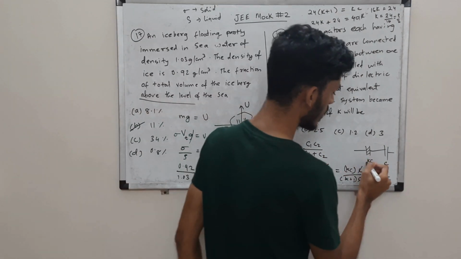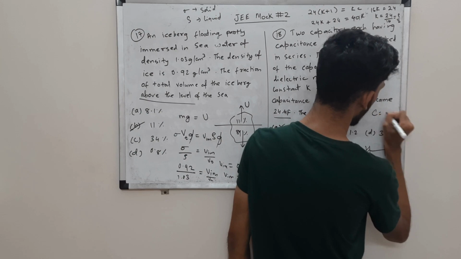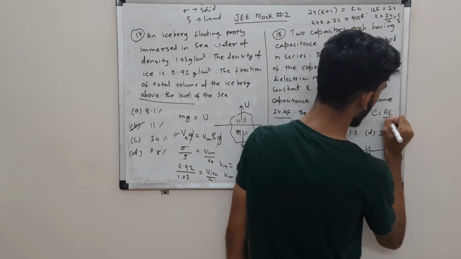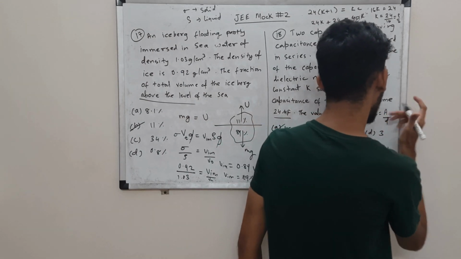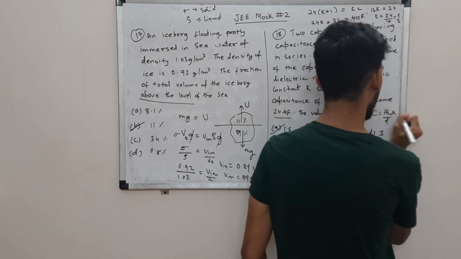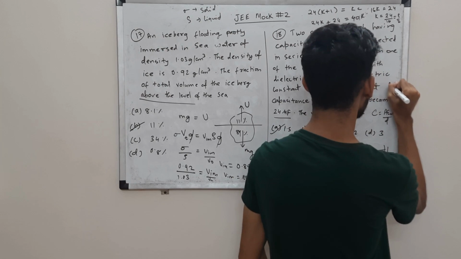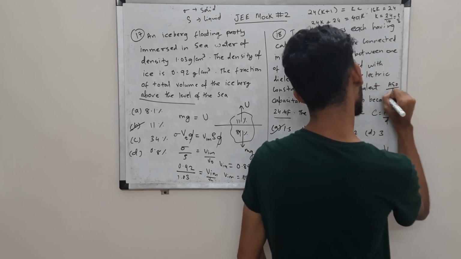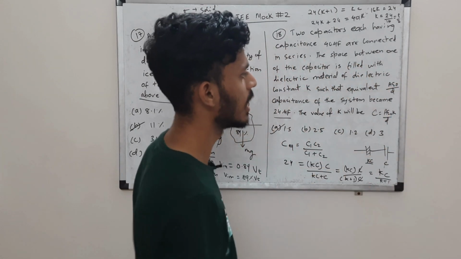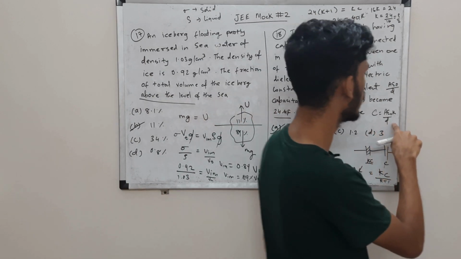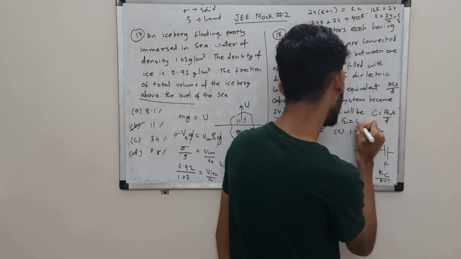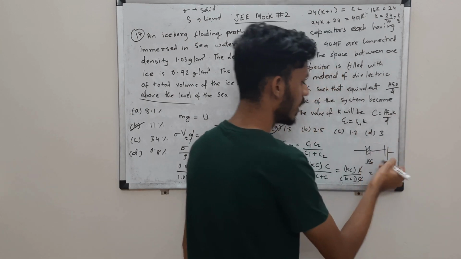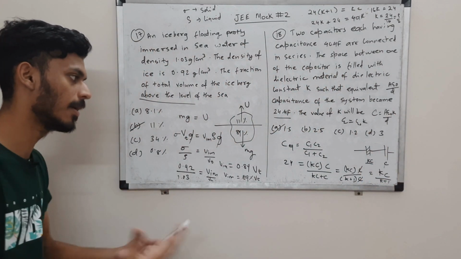Here, why does the capacitor become K times C? Because capacitance is A epsilon by D, right? When you introduce a dielectric, this epsilon becomes epsilon naught times K. Initially when there is no dielectric, it's A epsilon naught by D, and when you introduce a dielectric, this epsilon becomes relative epsilon, which is epsilon times K. So that's why the capacitance becomes K times C.